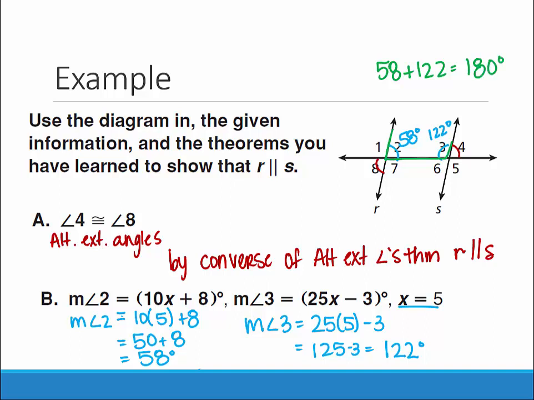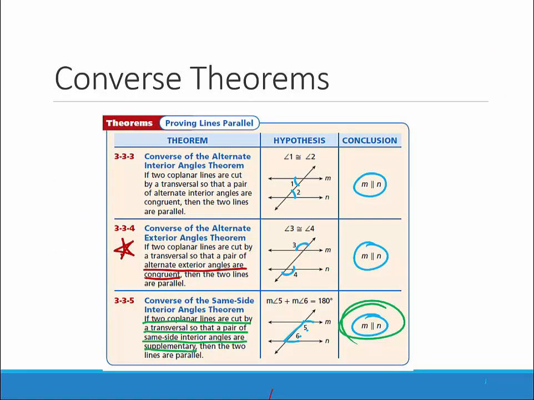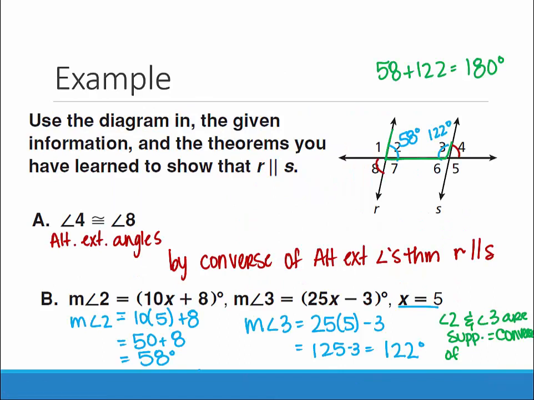So because of that, because angle 2 and angle 3 are supplementary, we can use the converse of the same side interior angle theorem to say that R is parallel to S.